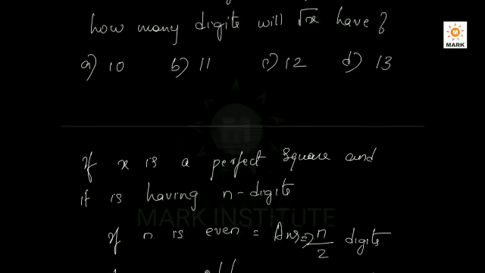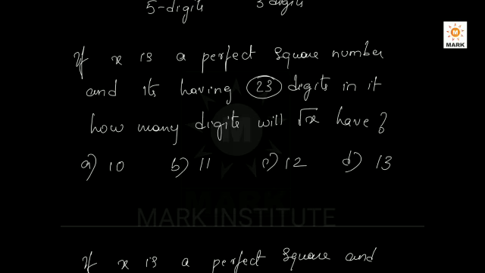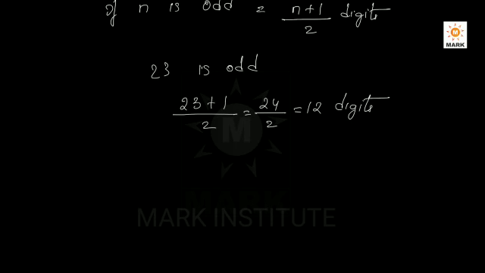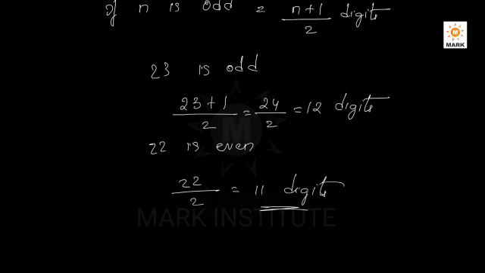Suppose, my dear friends, it is given not 23 but only 22 digits. 22 is an even number, so directly you can write 22 divided by 2, not plus 1. Then the square root will have only 11 digits. So if the number of digits in the perfect square number is odd, the number of digits in its root is (n plus 1) by 2. If it is even, directly you can make it half and you will get the answer.